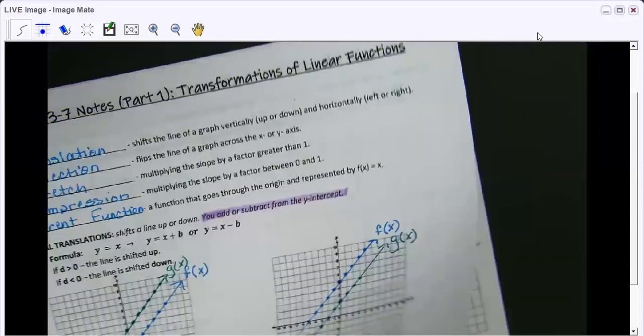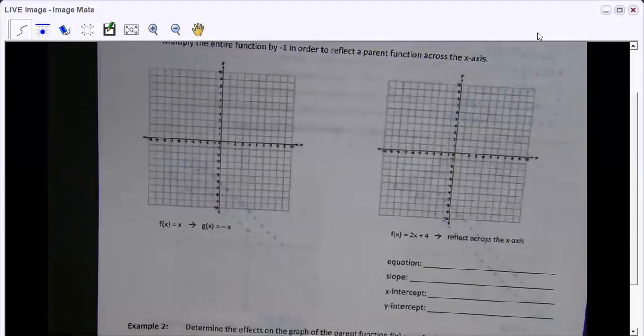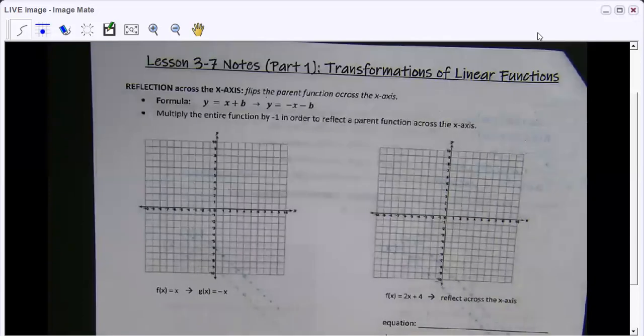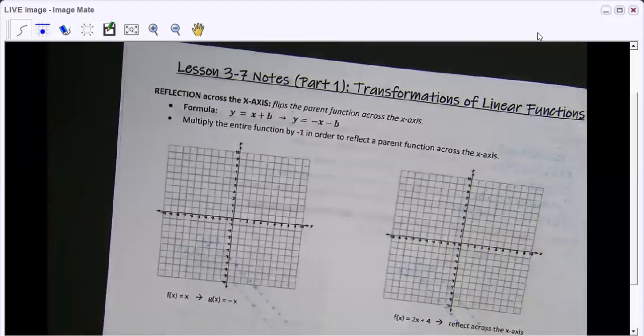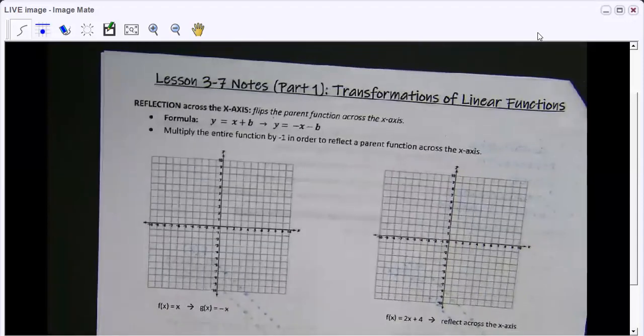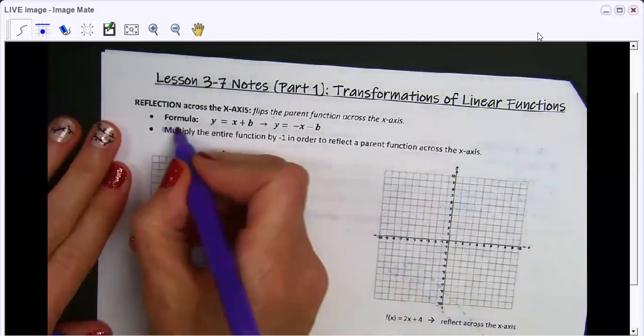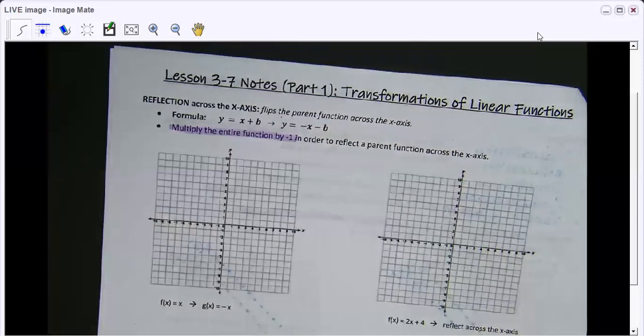Now this is where we're picking up from Monday, so everybody should now be on your notes on page 2. So we're moving from translations, which is very simple, to reflections. And the one thing you need to note is the difference between what you're doing to an equation when you reflect it over the x-axis versus over the y. So your reflection across the x-axis flips the parent function across the x-axis, and here is your rule. You're multiplying the entire function by -1. That is what you're doing.